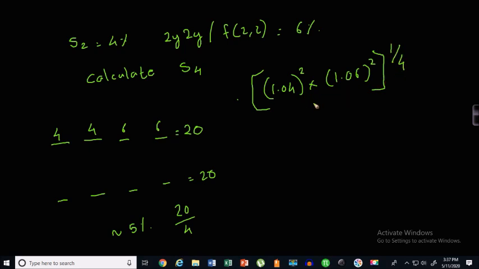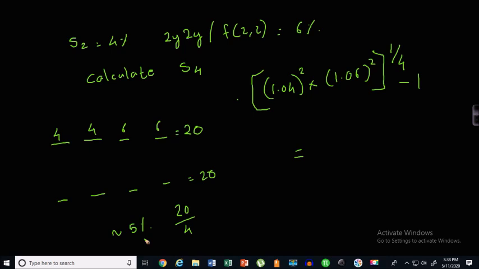Why 1 by 4? Because 4%, 4%, 6% and 6%, this all 20% is the return which I'm making in 4 years. So how much am I making in 1 year? That is what I have to find out. That is why I'm raising it to 1 by 4. And then since I'm adding 1, I will be reducing 1. And this should give us an answer which is pretty close to 5%.